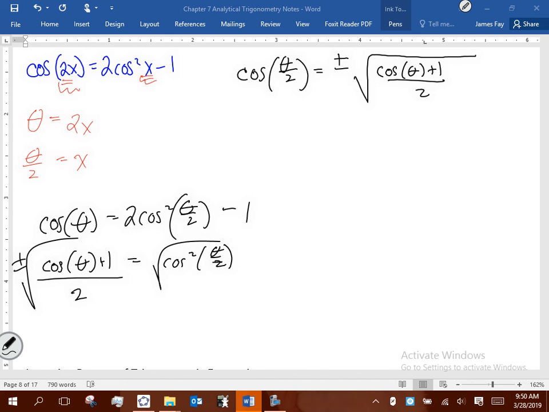If they gave me theta to be 210, and then I take 210 over 2, that gives me 105, right? Well, 105 is in the second quadrant, so the cosine in the second quadrant, we would take the negative. All right? So that's something to think about as we do these.